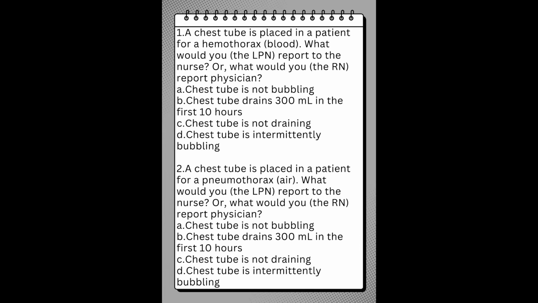Number two question says a chest tube is placed in a patient for a pneumothorax. What would you, the LPN, report to the nurse, or what would you as RN report to the physician? A. Chest tube is not bubbling. B. Chest tube drained 300 ml in the first 10 hours. C says chest tube is not draining. And then D says chest tube is intermittently bubbling. Now, what is the difference between number one and number two? Number one says hemothorax. Number two says pneumothorax. So let's hold on to these two questions.